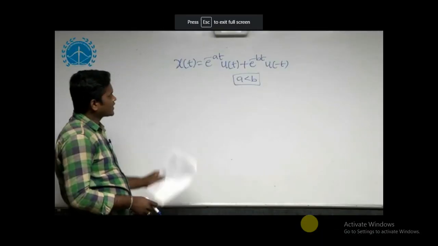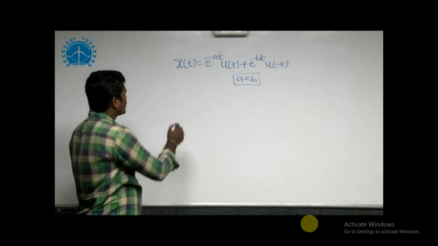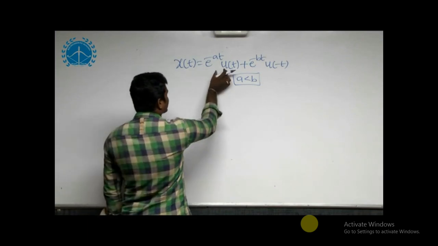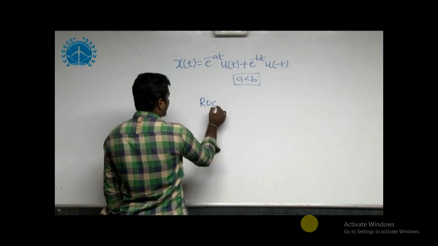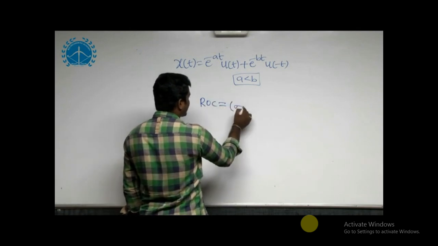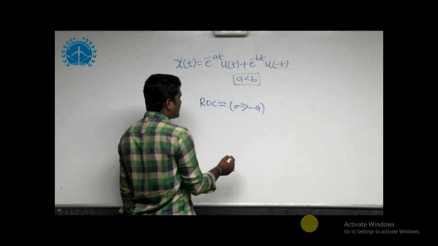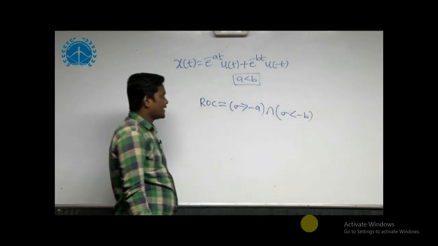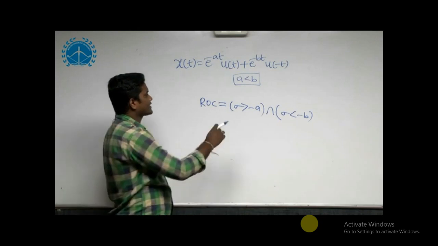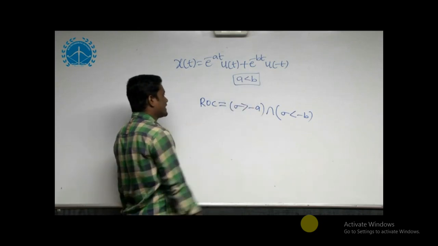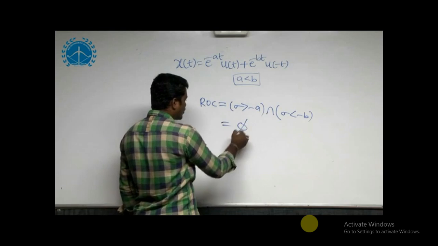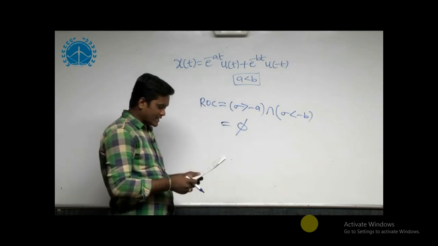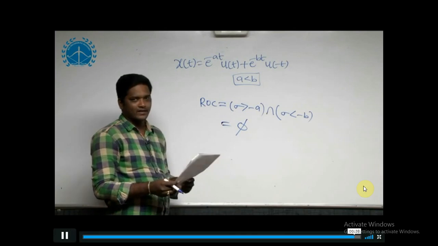What is the Laplace transform of the given signal? If you apply Laplace transform to both sides, the ROC of this signal is: first signal ROC is sigma greater than or equal to minus A, intersection sigma less than or equal to minus B. The condition given is A less than B. If A is less than B, there is no common ROC. If no common ROC, then there is no Laplace transform for the signal. So the answer is D.